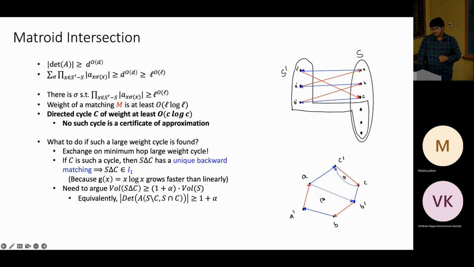Now we just need to argue that once I exchange on such a cycle, the volume increases by more than 1 plus alpha for some constant.